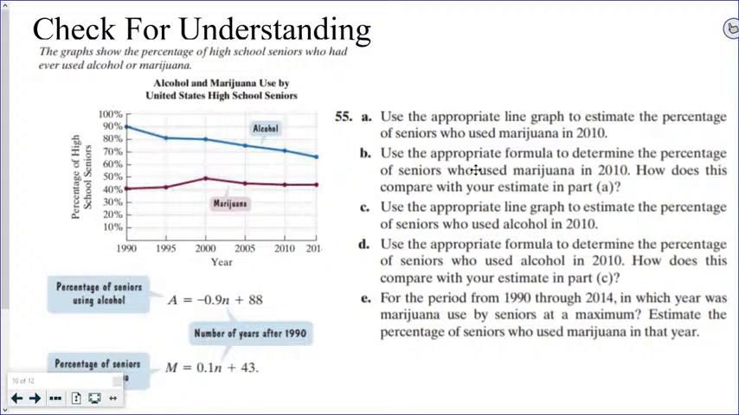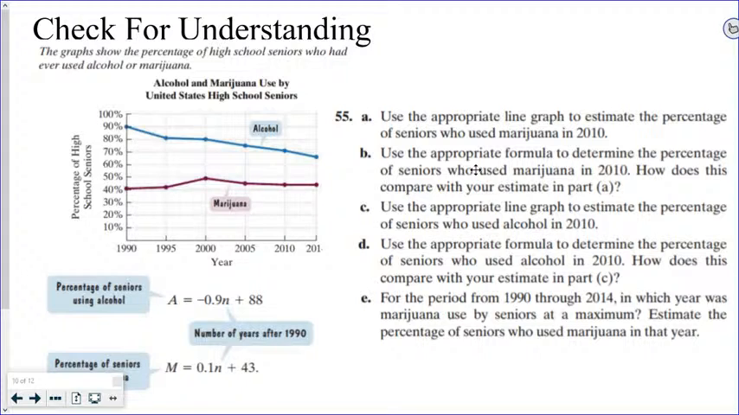So here's our question about alcohol and marijuana today. First question, part A, use the appropriate line graph. So it tells you exactly what you're supposed to be using to answer this part of it. To estimate the percent of seniors who use marijuana in 2010. Put your guess down for part A. Now, when it says to estimate, is there one right answer?